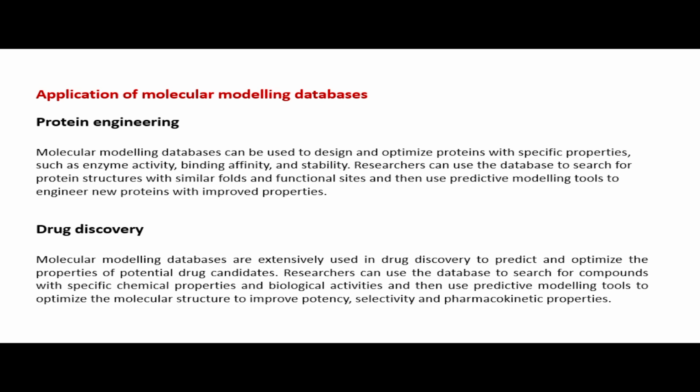Researchers can also use the database to search for protein structures, similar folds and functional sites, then use predictive modeling tools to engineer new proteins with improved properties. This is in silico. You can engineer protein in silico. You can generate a new protein, get its structural details, and understand that this is a new or engineered protein. But whether it is viable or not is all determined through wet lab exercise. So you have to do that wet lab exercise to understand that. But with databases and other tools, you can do protein engineering research.